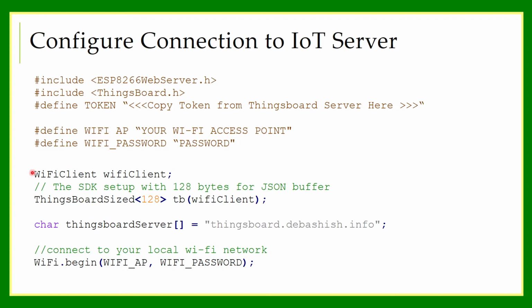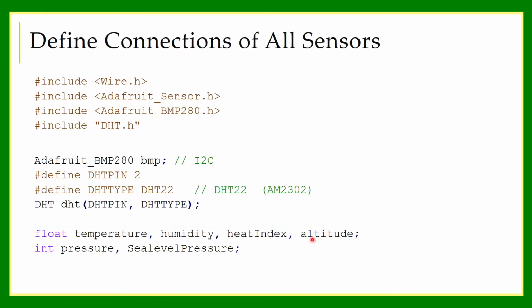Then we instantiate or define this Wi-Fi client. Then we define the Thingsboard size, the JSON buffer, how much data we want to send. Then for the Thingsboard server, you have to define the name of your Thingsboard server. In this case, mine is on my domain, on this subdomain. In your case, it will either be localhost if you have set it up on your localhost, or you can send it to your own server. Then we can start Wi-Fi begin, so it will instantiate your Wi-Fi client instance.